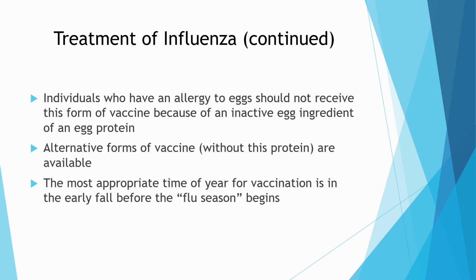Individuals who have an allergy to eggs should not receive this form of vaccine because of an inactive egg ingredient of an egg protein. So, alternative forms of vaccine without this protein can be available. The most appropriate time of year for vaccination is in the early fall before the flu season actually begins.